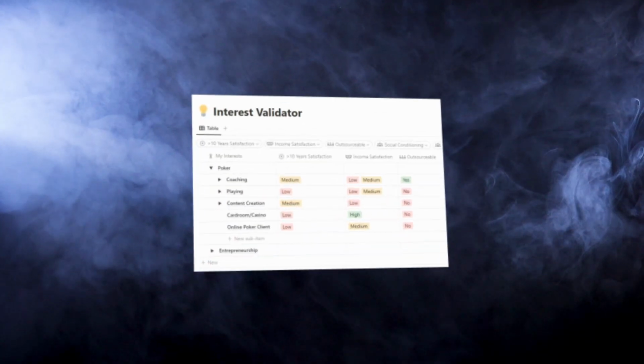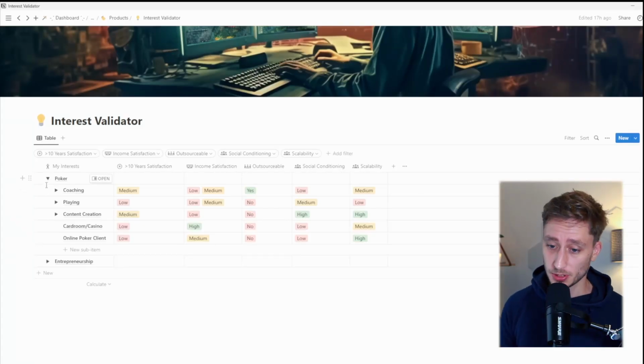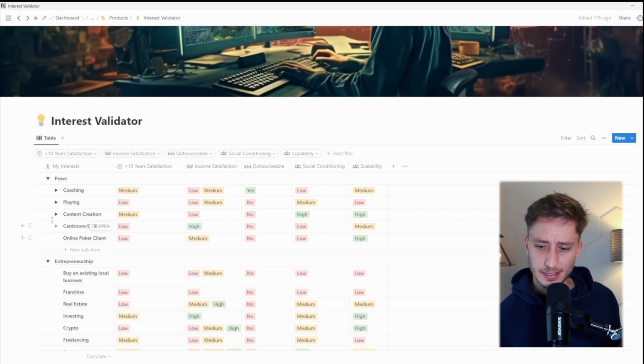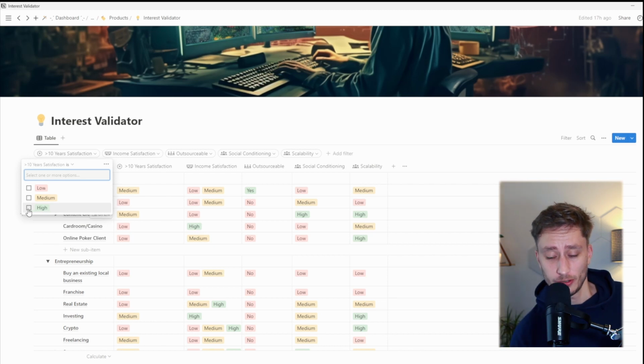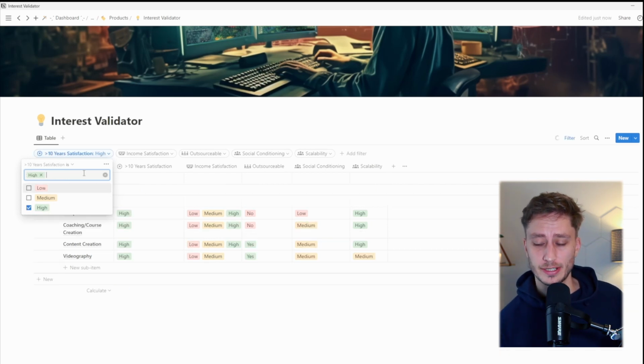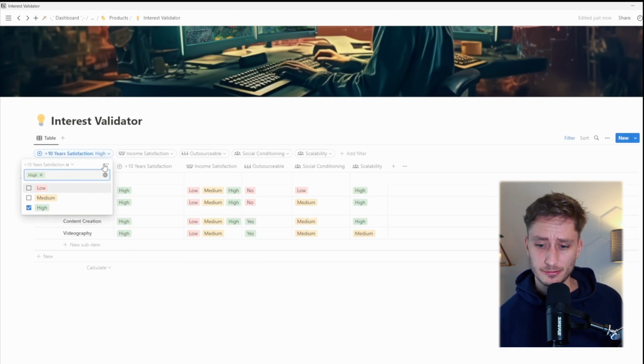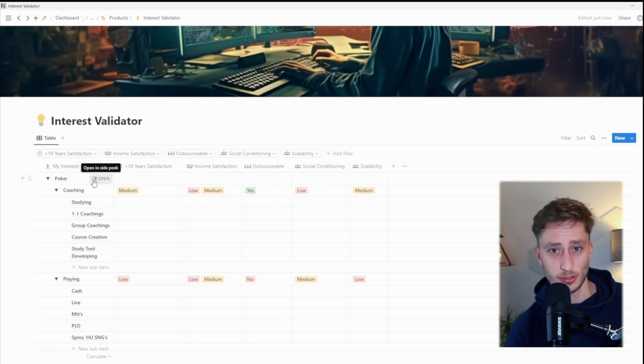For that, I created a simple Notion template with the goal of not only finding potential sub-interests, but also rating those interests based on 4 parameters. To keep things simple for this video, I've only included poker and entrepreneurship. And the first filter is how likely am I to be satisfied with this in 10 years from now, with options for low, medium and high satisfaction. This is obviously highly subjective, but it forces me to contemplate my current feelings.